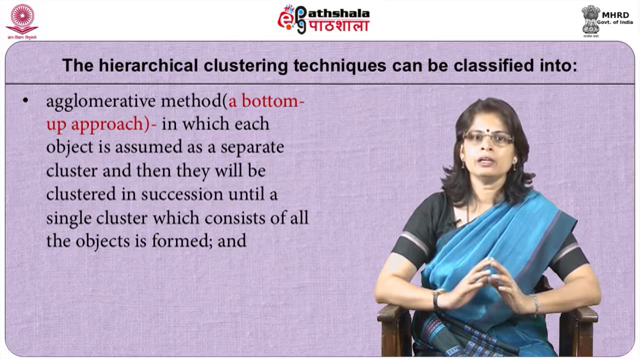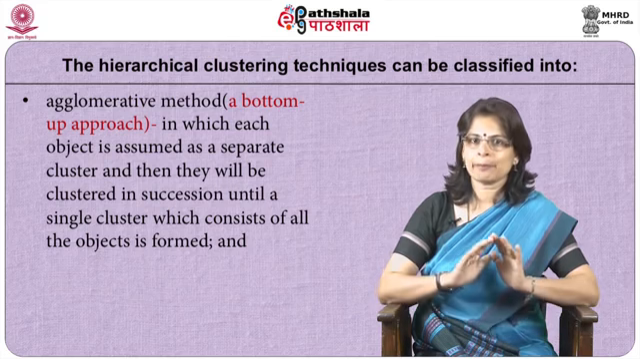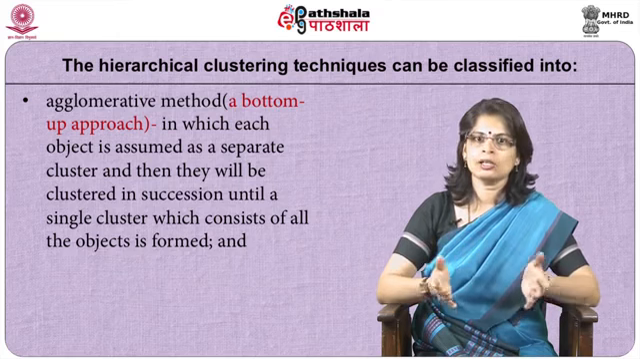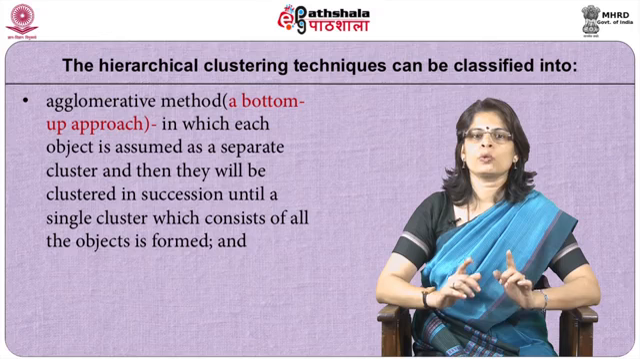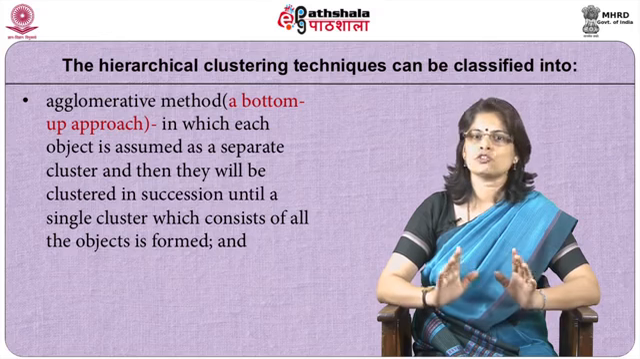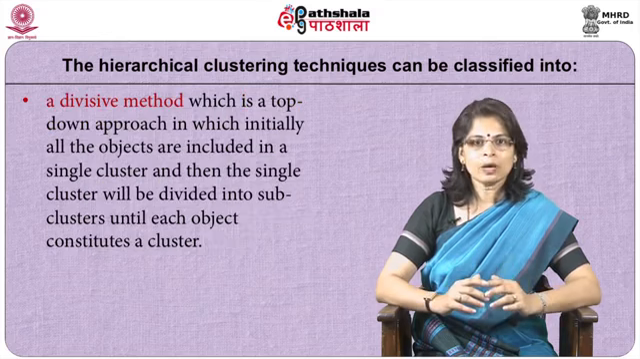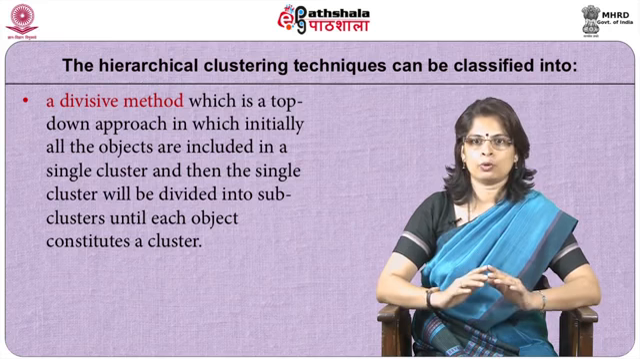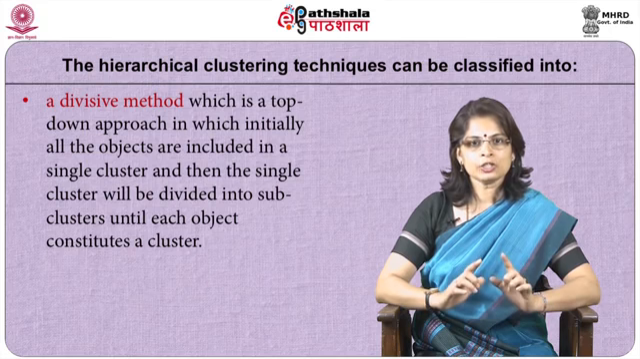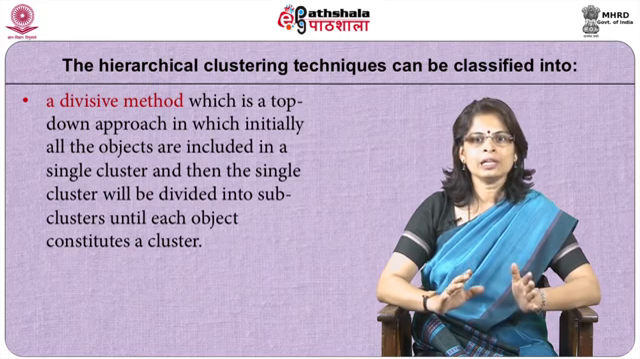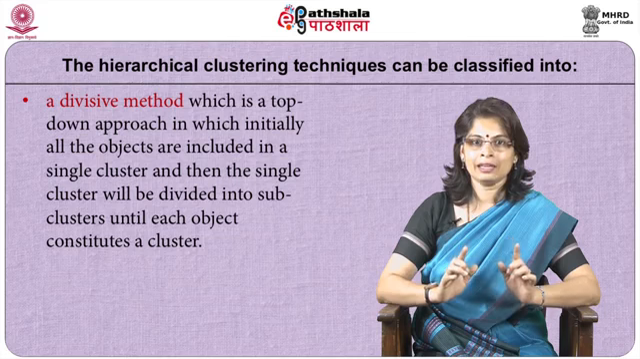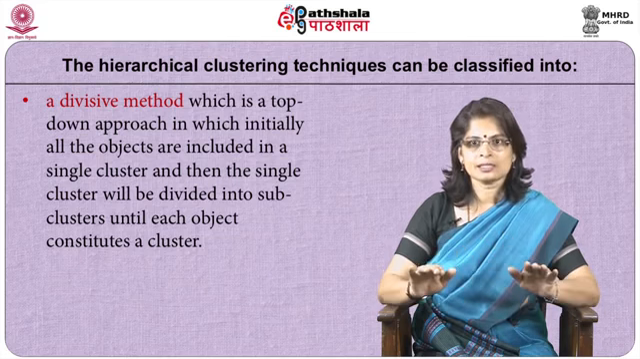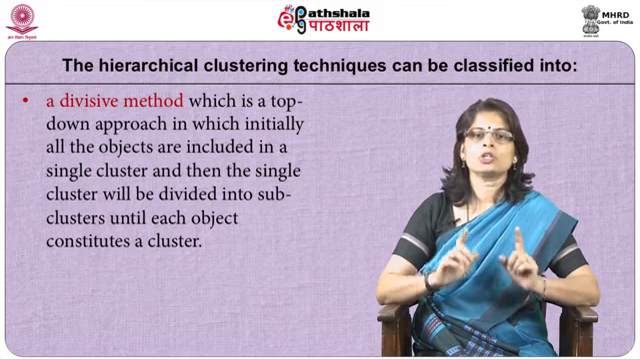Here, each object is assumed as a separate cluster and then they will be clustered in succession until a single cluster which consists of all the objects is formed. The second one is a divisive method, also known as the top-down approach, in which initially all the objects are included in a single cluster, and then this single cluster will be further divided into subclusters until each object constitutes a separate cluster.